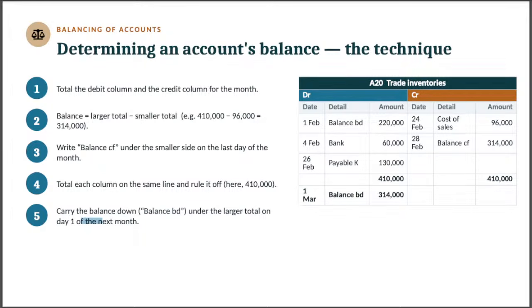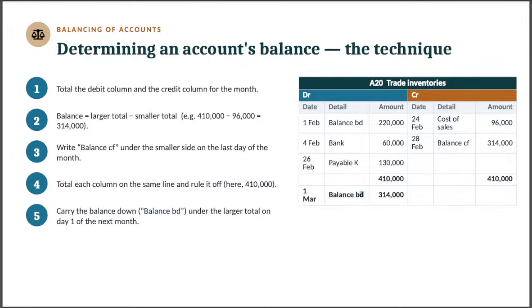So this is where we took the 314,000 over to here. So this is at the end of that month. Our numbers add up, and we add them up, but this is our balance down, to carry the balance down number. So pretty confusing, but if you sit here and do it a few times, it'll make more sense.